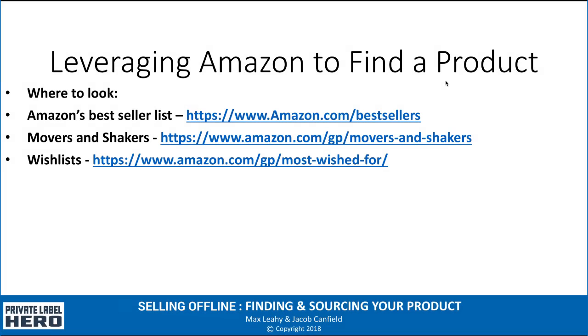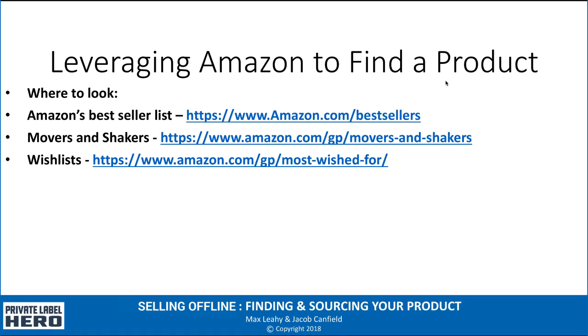Using Amazon to find a product. So using Amazon to find your ideal product is a great approach. As I mentioned before, you can start with the top 100 or the best sellers. To access Amazon's bestseller list, just go to amazon.com/bestsellers and pick the category you're looking at.